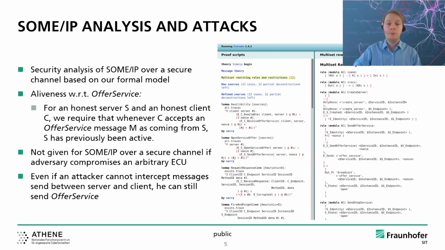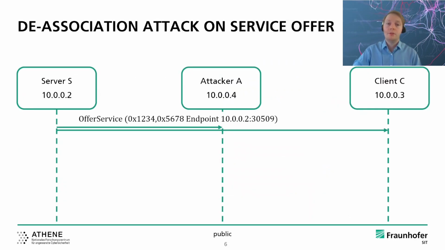However, this very weak property is not given if an attacker is able to send and receive messages over the secured channel. This is possible since we assume an attacker is able to compromise a single device in the network. One example for this was a recent hack of Tesla vehicles, which starts with compromising the infotainment unit of a car. Based on this and other findings in our formal model, we could develop 3 types of attacks against SOME/IP communication. I would like to introduce one of these attacks to you in this presentation.